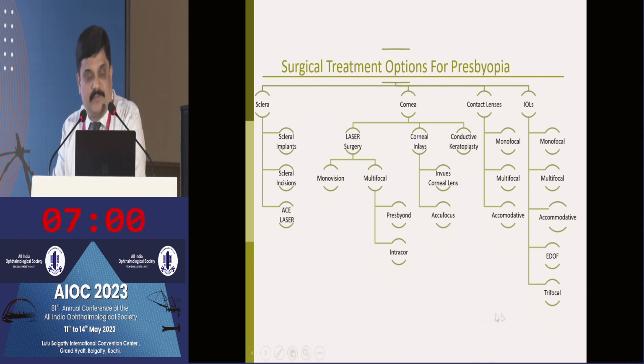Some of my friends even tackle the sclera by putting scleral implants and doing laser procedures. You can tackle the cornea: you can do Presbyond, you have SUPRACOR, INTRACOR, some of the corneal lenses also, and corneal inlays. Even now, probably around 7-8 years on, patients are still coming to me.